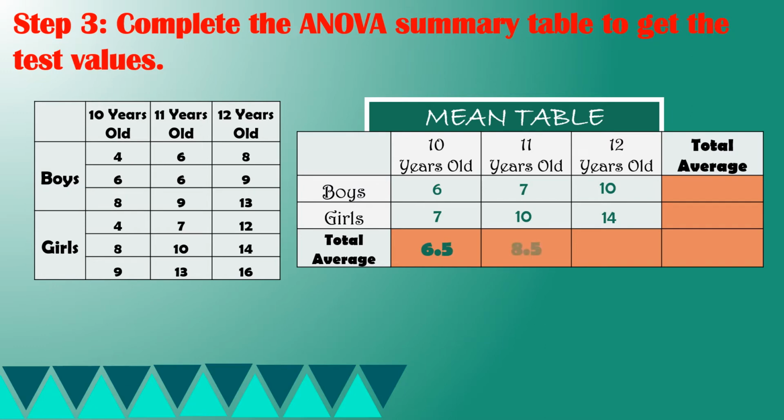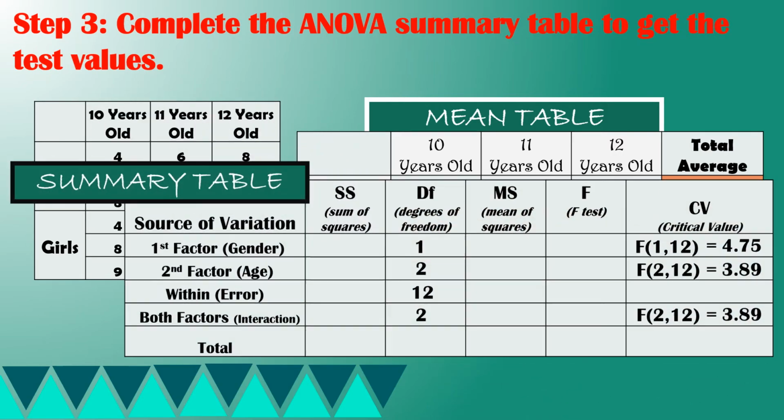Then we must get the total average of the means per level or per group. For 10 years old, we have 6.5. For 11 years old, the mean is 8.5. For the 12 years old, we have 12. The total average of the scores for the boys is 7.67, and the total average score of the girls is equal to 10.33, and their grand mean is equal to 9.